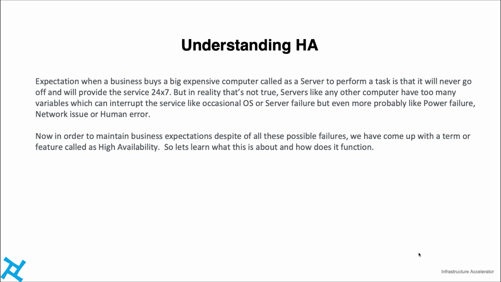Now, in order to maintain business expectation, despite all these possible failures, we have come up with a term or a feature called high availability. So high availability is a feature which can fulfill the expectation of the business that a service will remain available all the time, irrespective of what happens to a particular server.